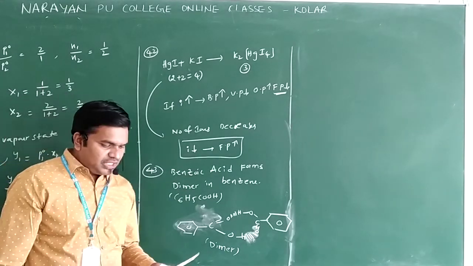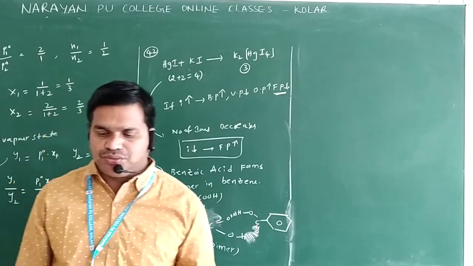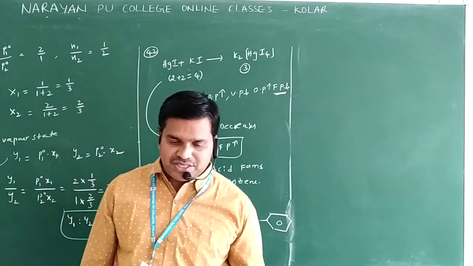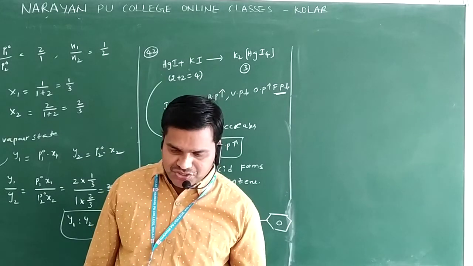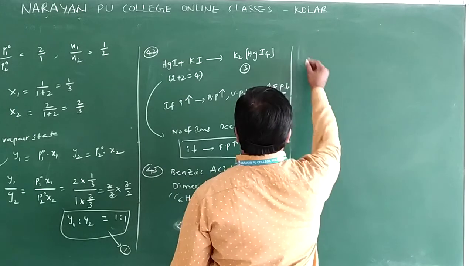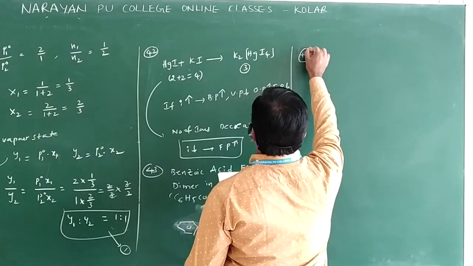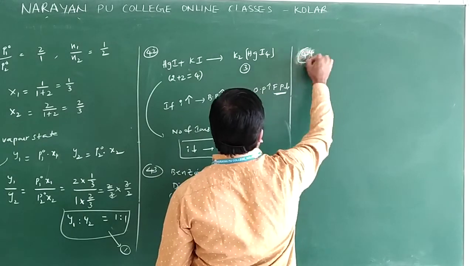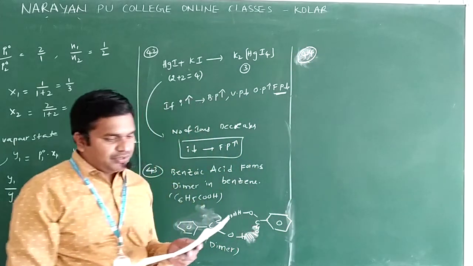So what is the answer for this one? That is option 2, dimerization of benzoic acid. Okay. Now you can see question number 44. Let us see this question number 44.